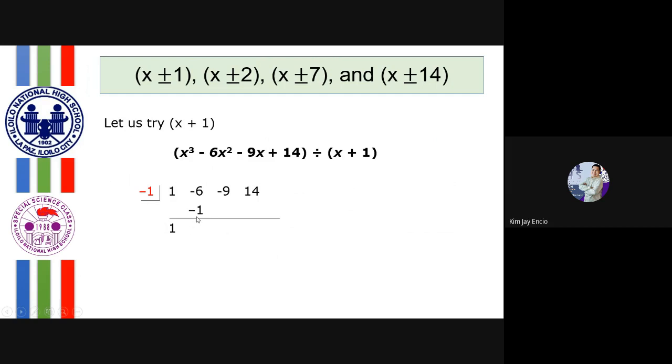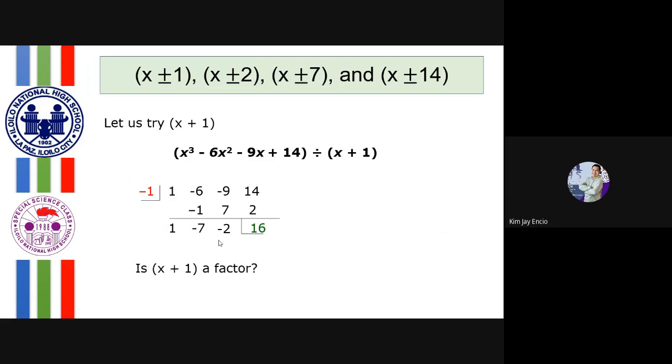Then remember, if you are doing synthetic division, the next step is for you to add. We have -6 plus -1, which is -7. Multiply again. -1 times -7, that's 7. Adding them will give us -2. -1 times -2, it's 2. And adding gives us 16.